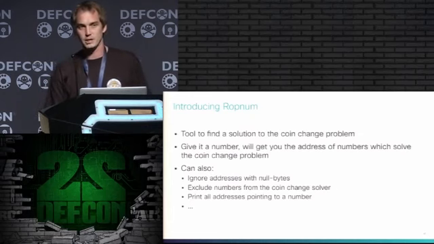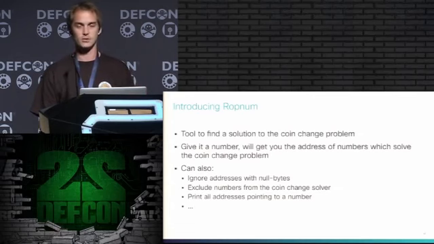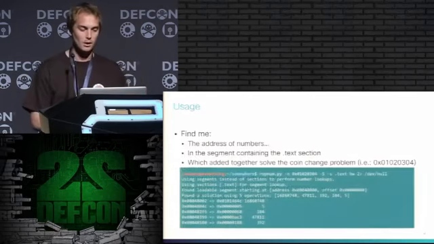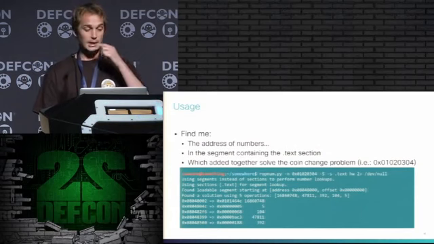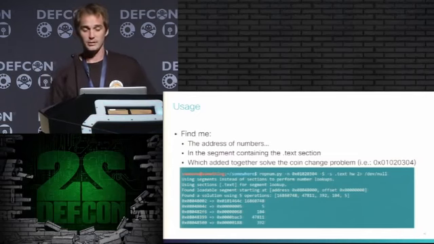I mean, all these features are not critical. They just make your exploit dev easier because you can exclude null byte addresses, you can exclude addresses which are not in your range, et cetera. So an example usage is: find me the address of numbers in the segment containing the text section, a read-only section, which added together solve the coin change problem. Here, if you look, it spits out five numbers at the lower part, and if you add those together, you get your target number, which is your shellcode chunk.